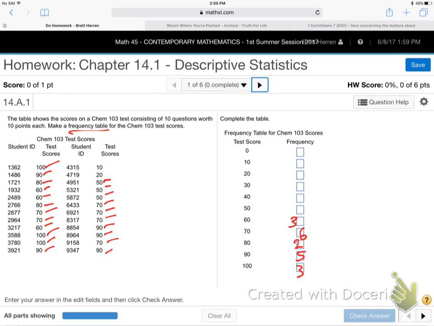One, two, three. How many in the 40s? None. 30s, none. 20s, one. 10s, one. And that's it. And none in the zeros. There we go. So that's one better way to display information. Does everybody see that? If I gave you this information, you would know better how the class did as a whole. That's one way. We're just going to look at several ways to display a bunch of information all at once. Good so far? Just count them up, move them on.